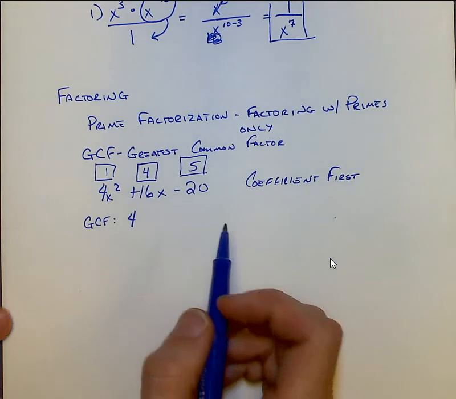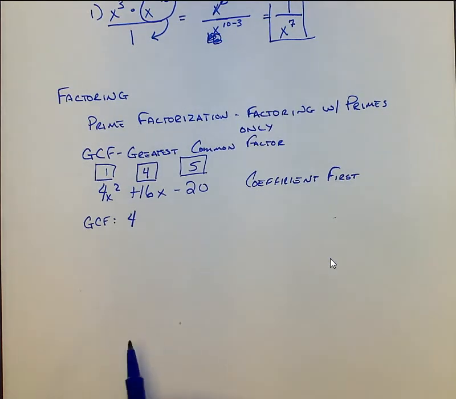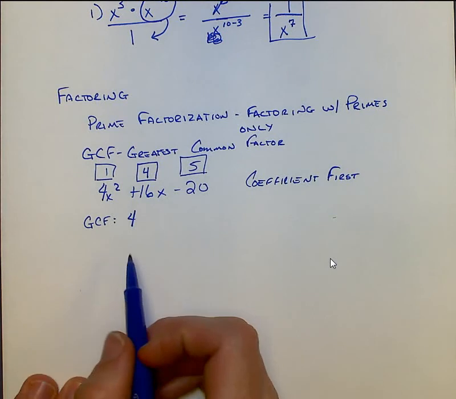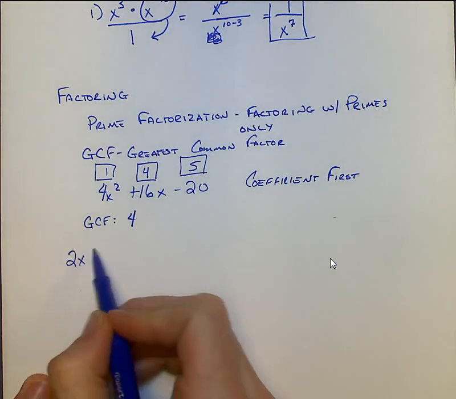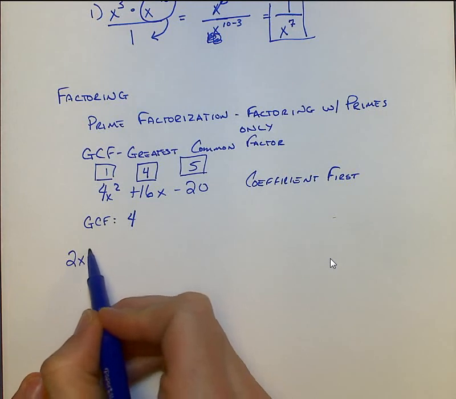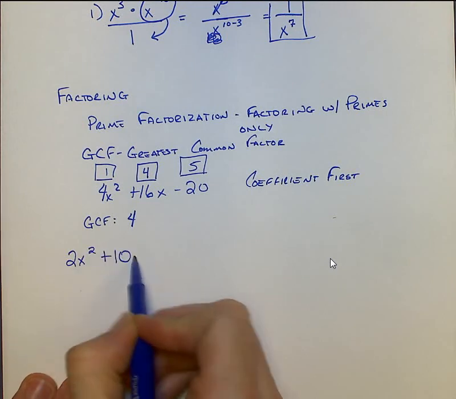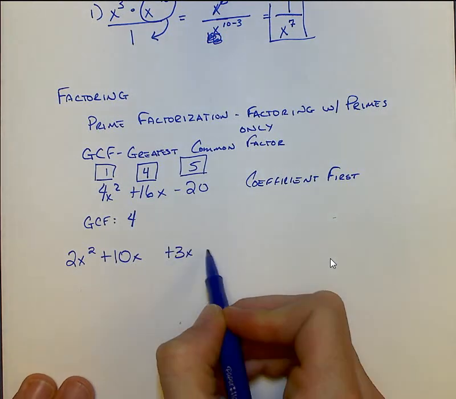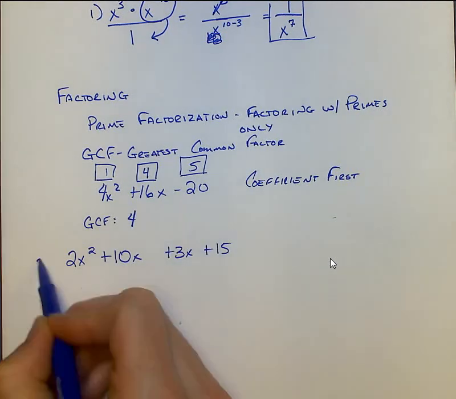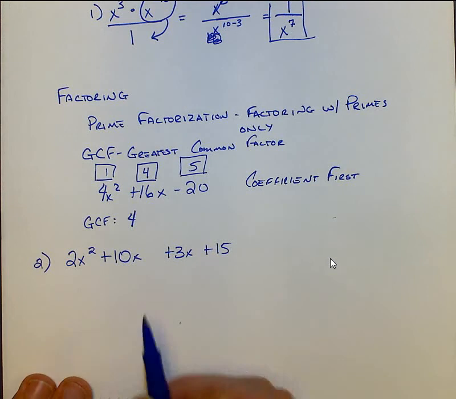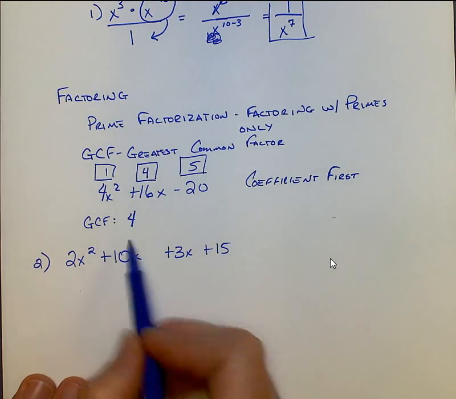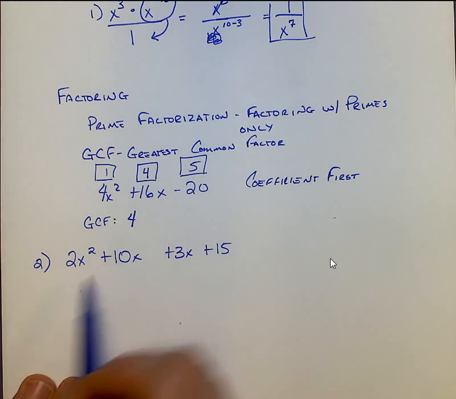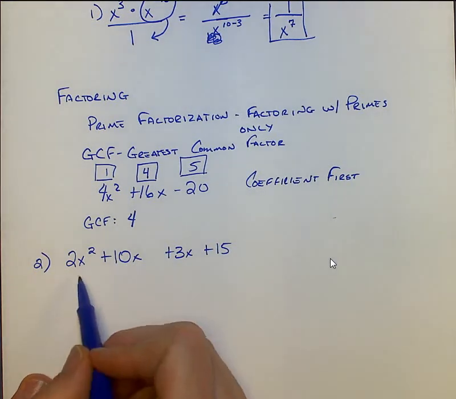I'm going to give you one more example, and this example actually will be on the quiz tomorrow, so it's a good thing you're watching tonight. So if I have 2x squared plus 10x plus 3x plus 15, I'm actually going to break these up into two different polynomials. And I can do this one of 2 ways, and I'll show you both ways here in a second.